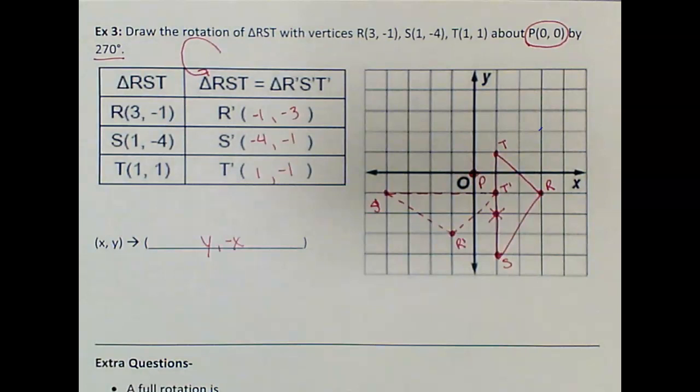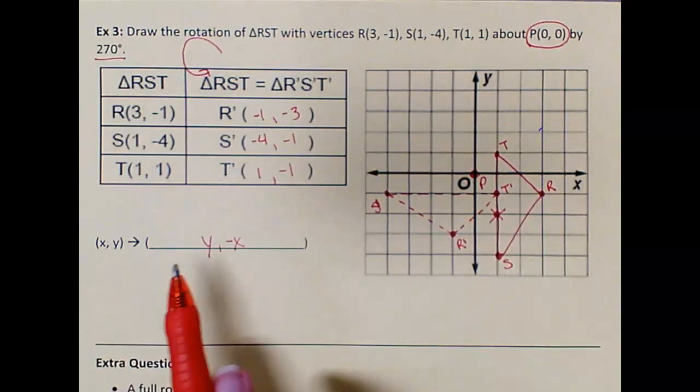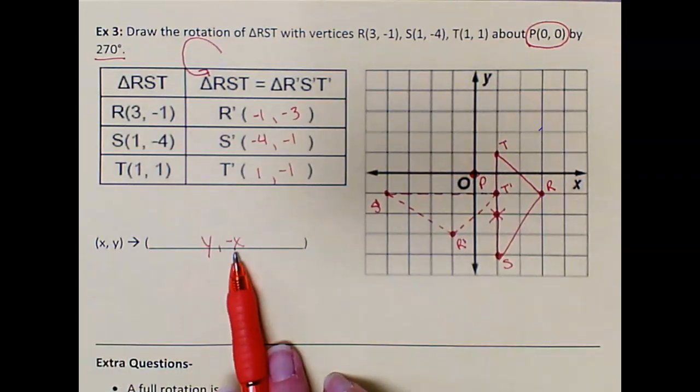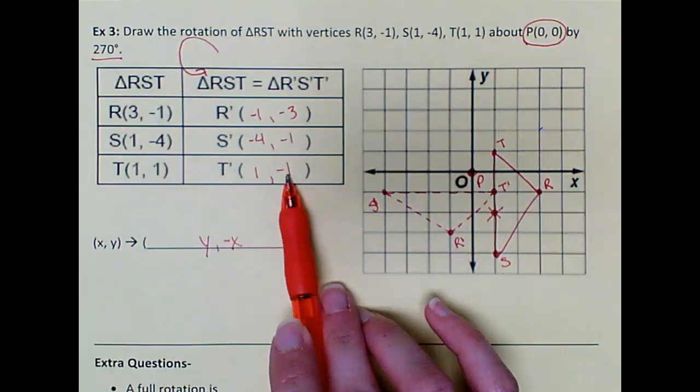So hopefully you looked back and you saw on the front page that any point (x, y), if rotated 270 degrees counterclockwise, will be mapped to the point (y, -x). So we had to switch x and y, and we had to make our new y value change signs.